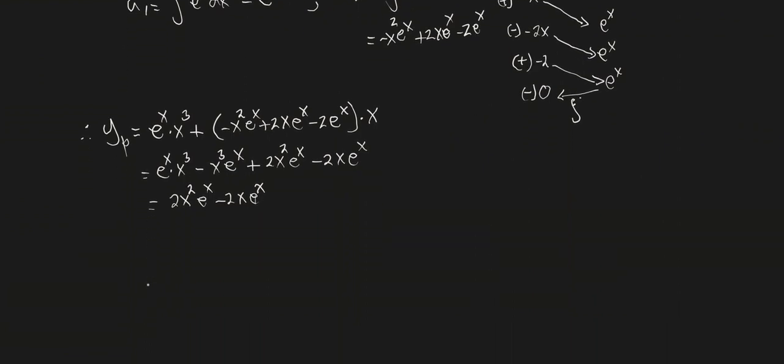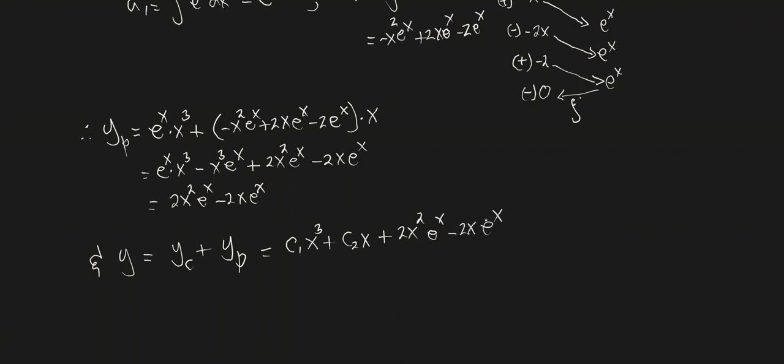So there's y sub p and our general solution. So, how do we find y? Again, our second principle of superposition holds. So it's y sub c plus y sub p. Now y sub c was our c1 x cubed plus c2 x. And then here's our y sub p. So plus 2x squared e to the x minus 2x e to the x, right? So there you go. Pretty good example.